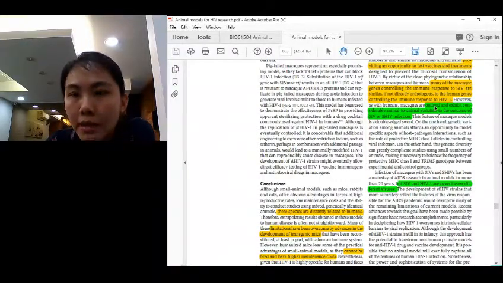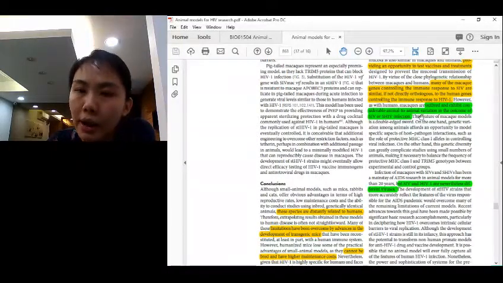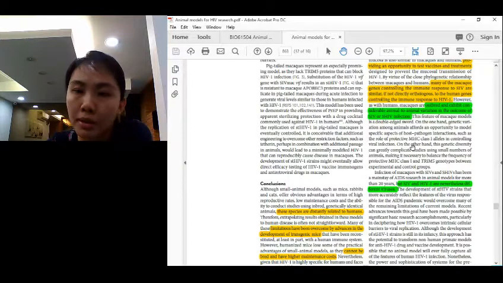So this will exhibit considerable animal-to-animal variation in the outcome of the infection. However, as I have mentioned, it is a double-edged sword. On one hand, this genetic variability will show the host pathogen interactions. But on the other hand, the genetic diversity will also greatly complicate your studies when you're using a very small number of animals, especially for non-human primates.